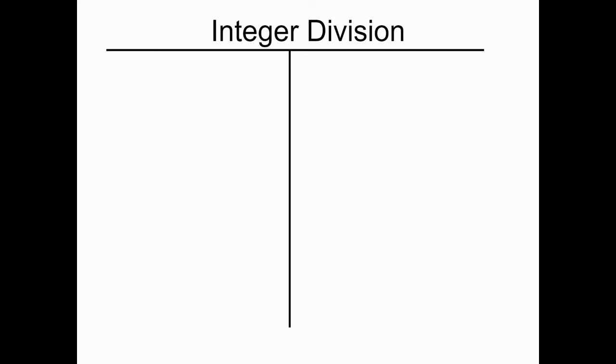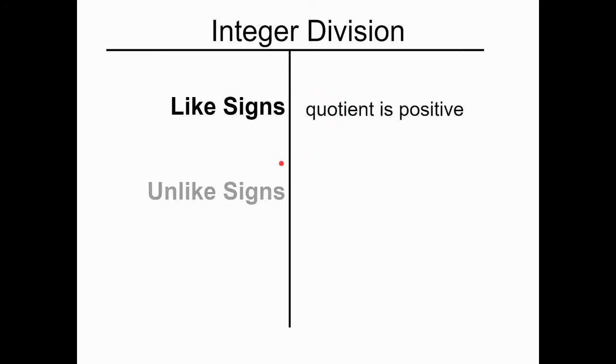So there are rules for integer division. Like signs, my quotient is positive. Unlike signs, my quotient is negative. Same as the rules for multiplication.